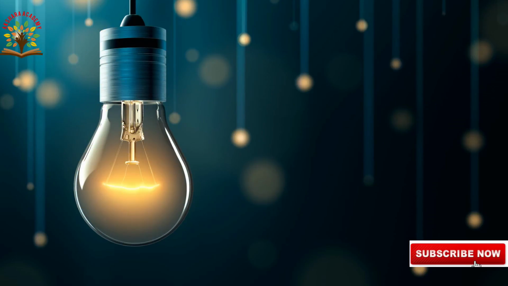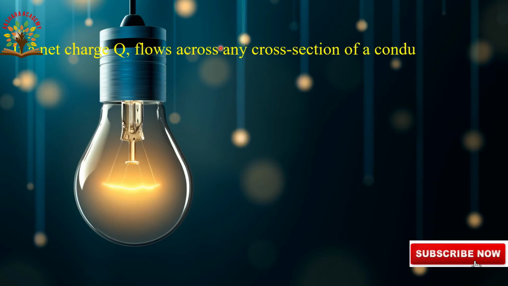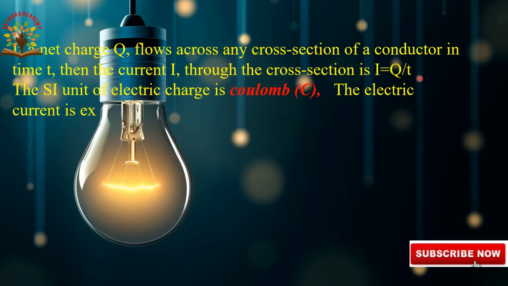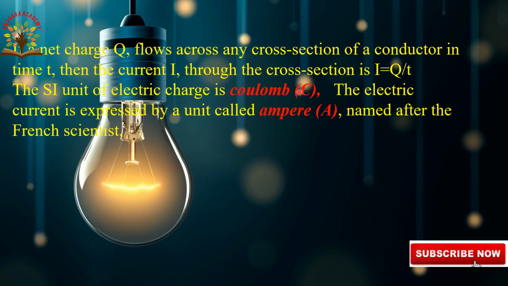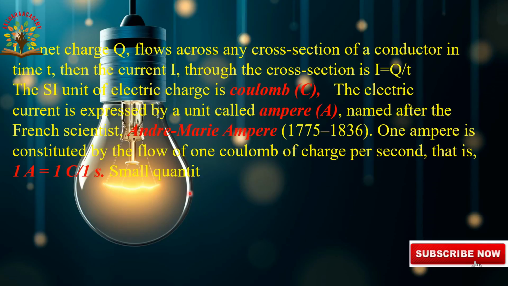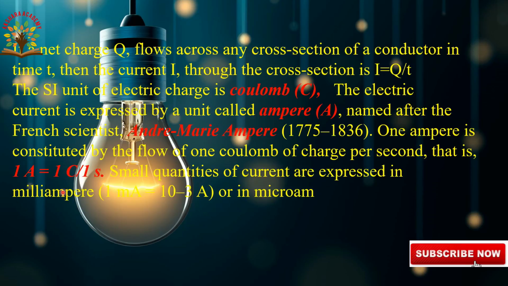Electric current is denoted by the letter I. If a net charge Q flows across any cross section of a conductor in time t, then the current I through the cross section is I = Q/t, the amount of charge divided by the time taken. The SI unit of electric charge is the coulomb, denoted by the letter C. Electric current is expressed in a unit called the ampere, named after the French scientist Andre Marie Ampere. One ampere is constituted by the flow of one coulomb of charge per second. So 1 ampere = 1 coulomb / 1 second.